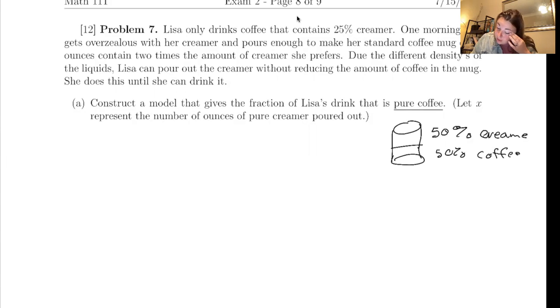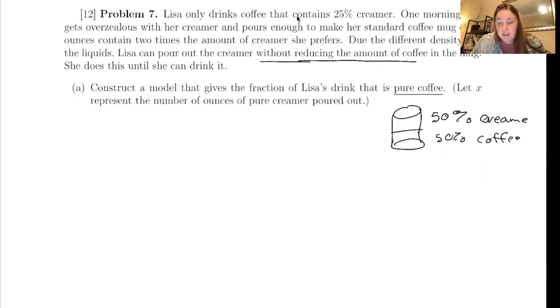Due to the difference in density in liquids, Lisa can pour out the creamer. Basically, I can remove the creamer without worrying about removing coffee. That's kind of all that's saying. It's not even true. I think coffee is less dense, but that's not the point. She can pour out creamer without reducing the amount of coffee in the mug. There's a little hint, without reducing the amount of coffee in the mug. She does this until she can drink it, right? So she's pouring out creamer. Creamer is leaving her cup.